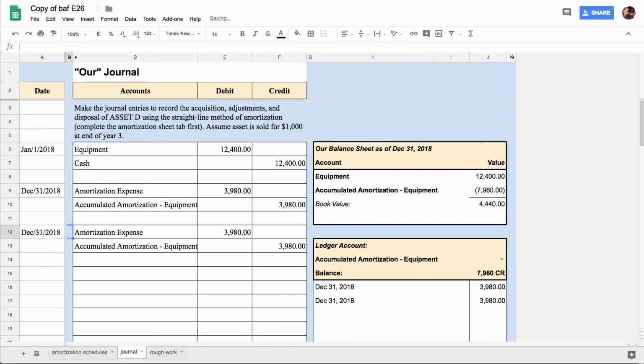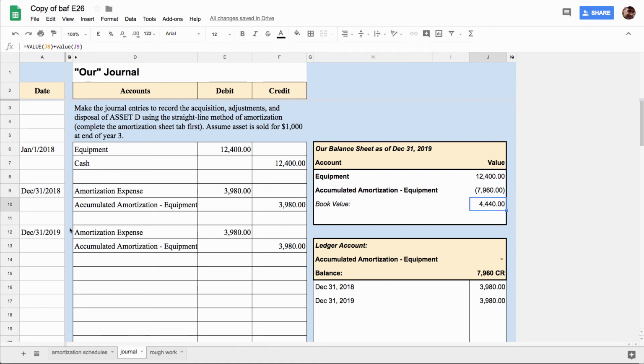On December 31st of 2019, we will have another, because with straight line, it's the same every year. We'll have another amortization expense of $39.80, credit accumulated amortization $39.80. Understand that each year, this is the amount of the expense that's shown each time, but the accumulated will continue to build because it's a contra asset. So now at the end of the second year, equipment is still $12,400, but we're subtracting now twice as much. So $79.60 in total accumulated amortization, which leaves a book value of just $4,440.